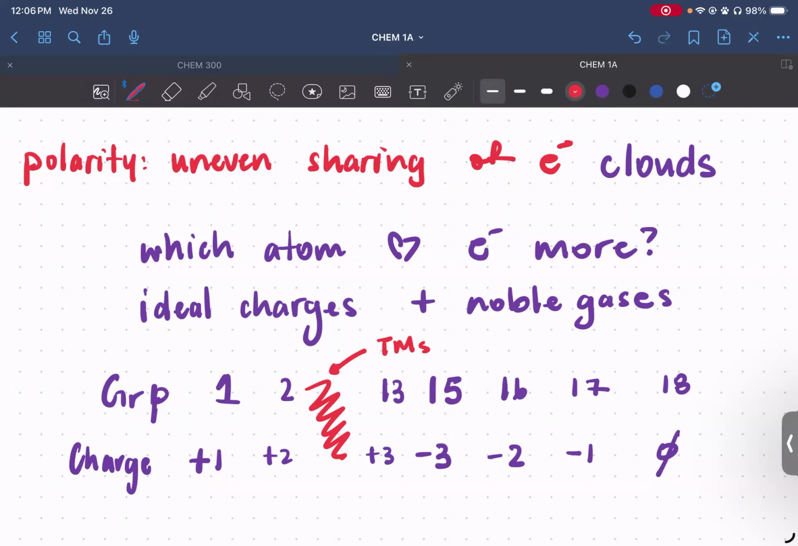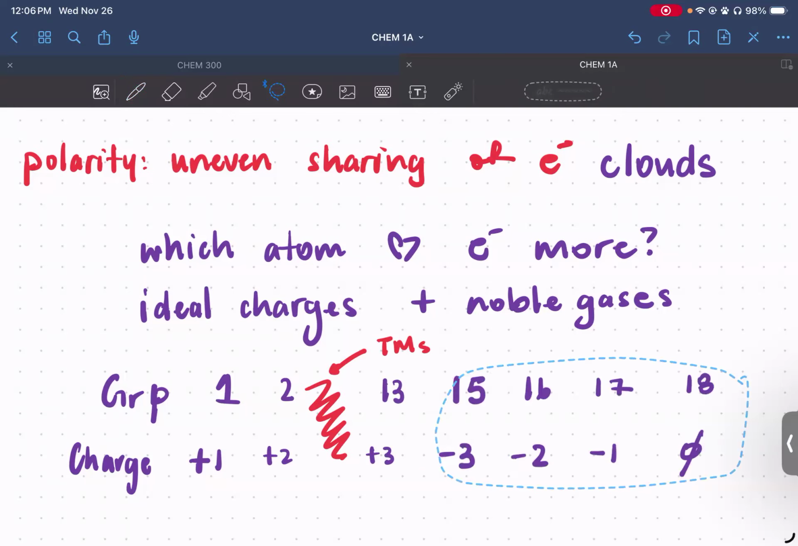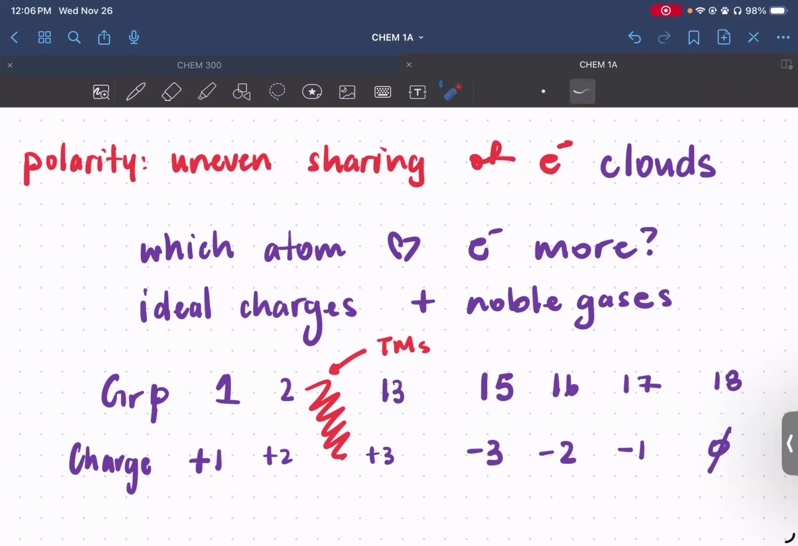When we think about the ideal charges of various groups, the idea of which atom loves electrons more becomes very apparent. In fact, it should be clear from the ideal charges that on the far left, groups 1, 2, and 13, for the most part, hate electrons. Why can we say that they hate electrons? Because they lose electrons. So they're okay with giving up electrons because they're not that fond of them.